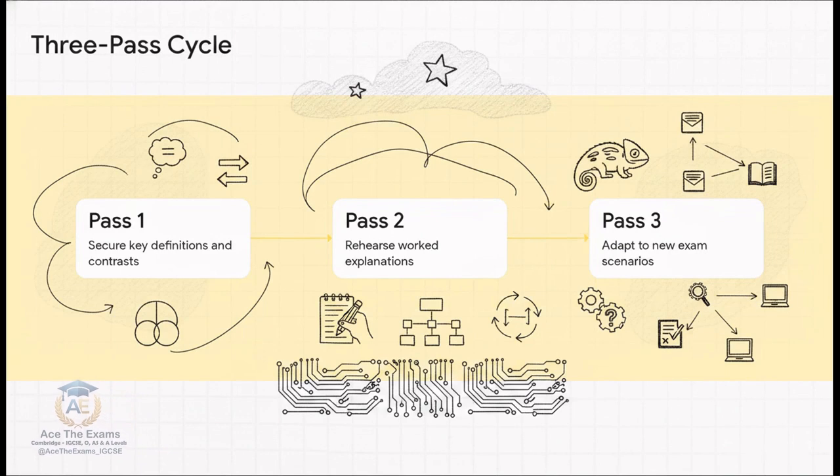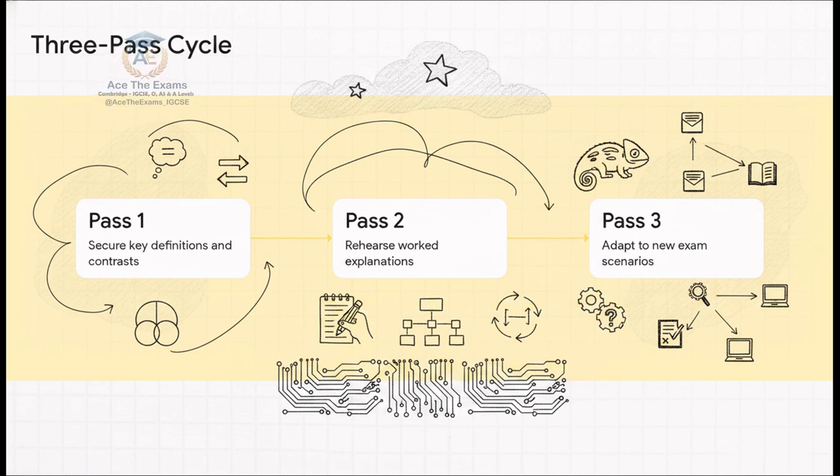So, how do we train for this? You implement the 3-pass revision cycle. Pass 1, secure your key definitions and, crucially, your contrasts. Pass 2, rehearse worked explanations and diagrams. Actually draw the binary additions out and write down the step-by-step logic. Pass 3, adapt to new exam scenarios.